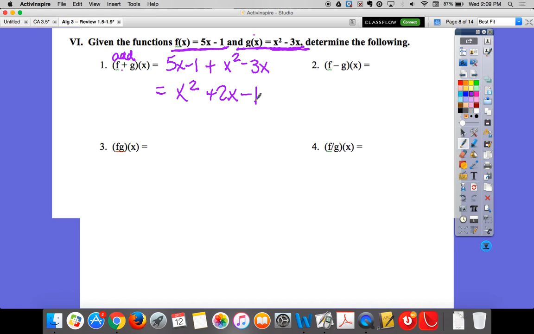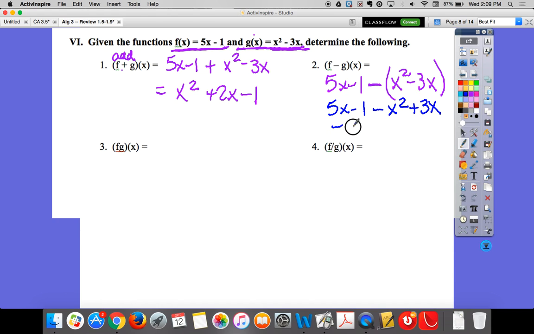Be careful on subtraction. If you do subtraction, order is important, so start with the f function, and then you're going to have a big minus, and then you've got to tell me the g function. But make sure you put it in parentheses, because if you don't, you're going to throw off your signs, because that means you have to distribute your negative. And that's going to totally throw some things off, because now, when I put those together, I got 8x minus 1.